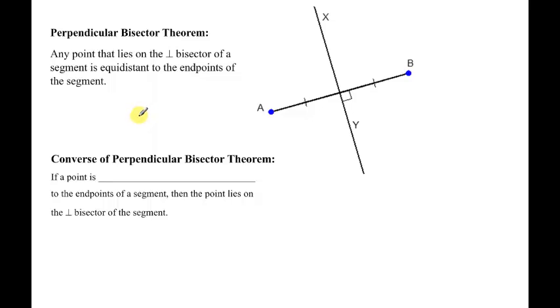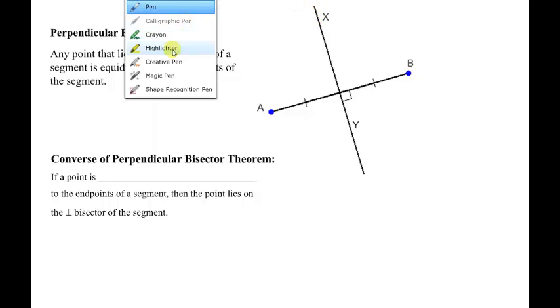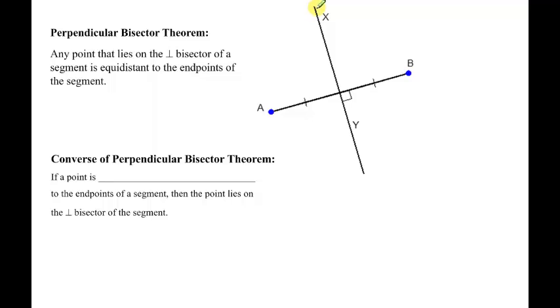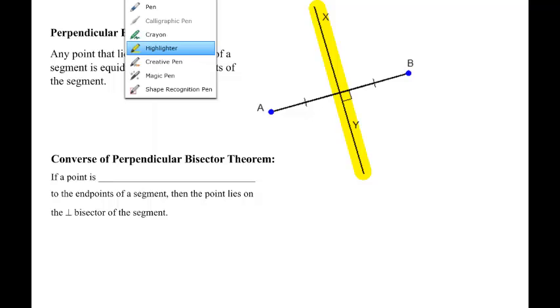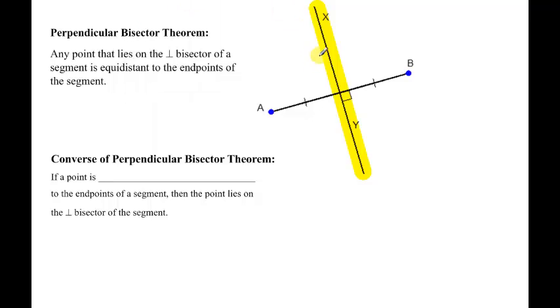There's a theorem for perpendicular bisectors. Any point that lies on the perpendicular bisector of a segment is going to be equidistant to the endpoints of the segment. And so what we're saying here is, if we pick any point, remember again, the perpendicular bisector here is XY. So if I were to take any point lying on that line XY, then the theorem says that it's going to be the same distance out to A as it is out to B.